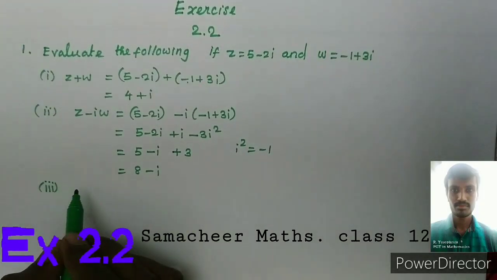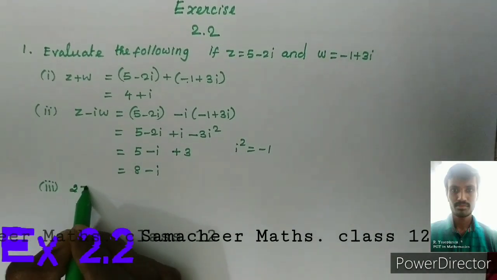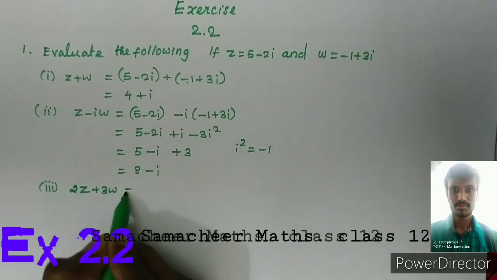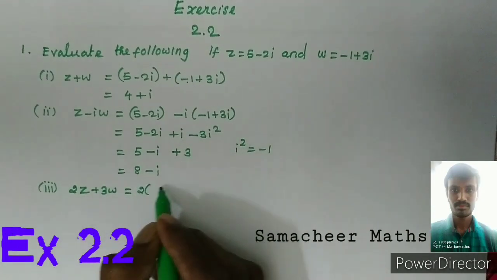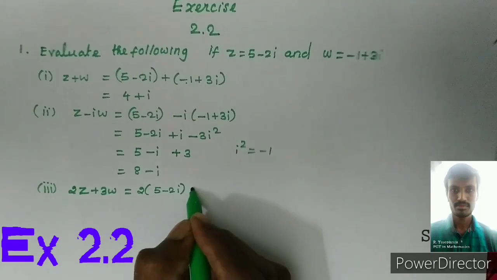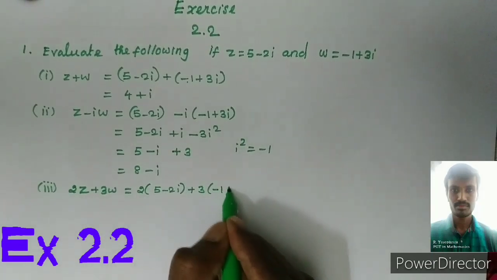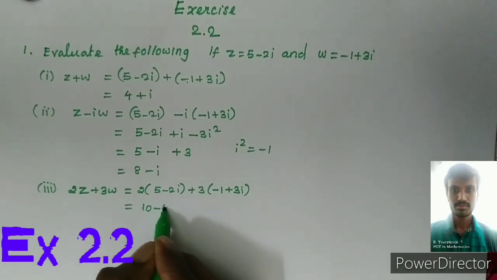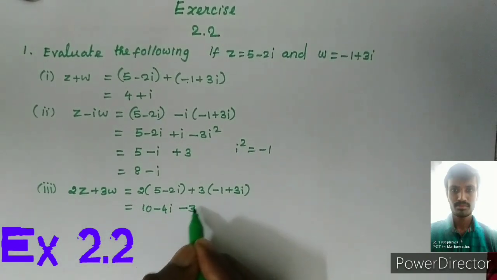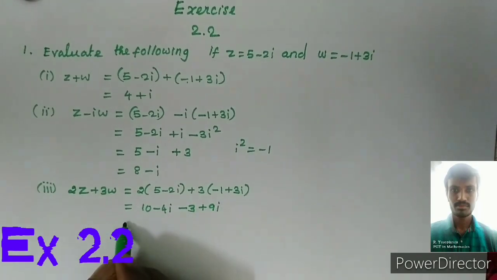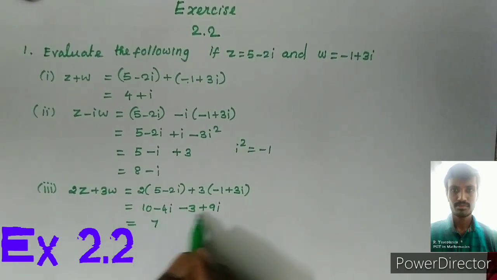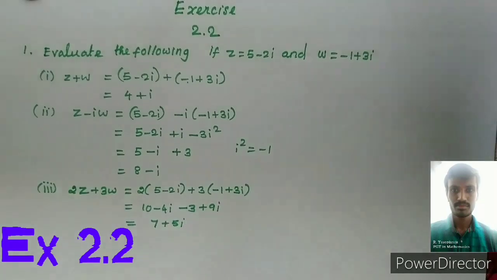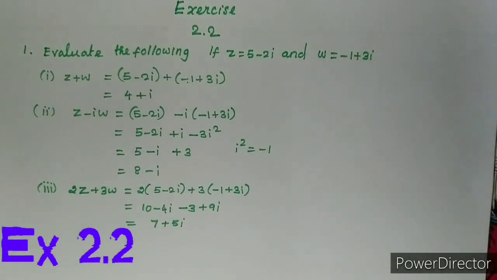Subdivision 3. The question is, 2Z plus 3W is equal to, so 2 into Z value 5 minus 2i plus 3 into W value minus 1 plus 3i. By the normal distribution, 2 into 5 is 10, minus 4i, minus 3 plus 9i. The answer is 7 plus 5i.